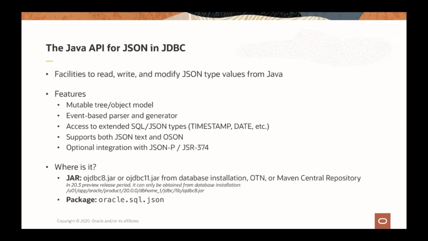Where do you get it? It's in the core JDBC jars, so it's either in ojdbc8 or ojdbc11.jar. Normally, you would get these jars from either OTN or Maven Central, but in the preview release period, the only place you can get it is in the database installation. So I'll have more instructions on how to do that when we get to the demo. And within these jars, there's a new package named oracle.sql.json.